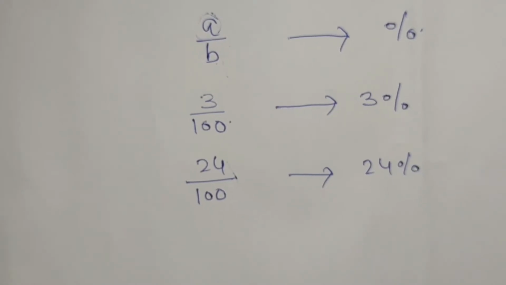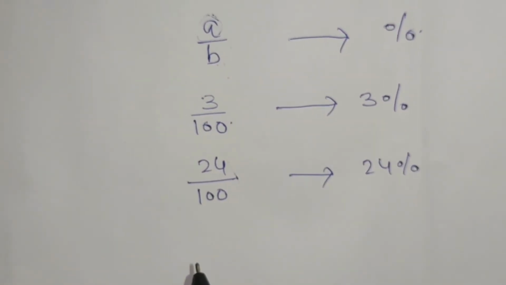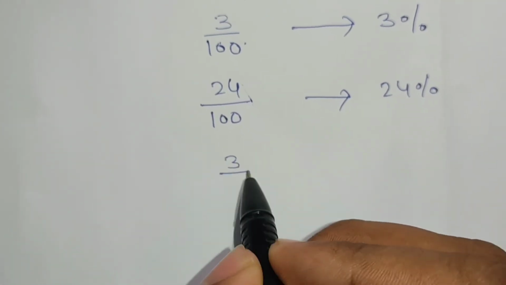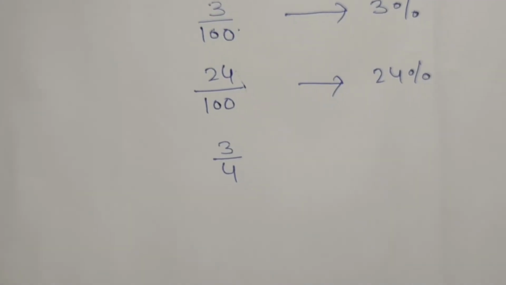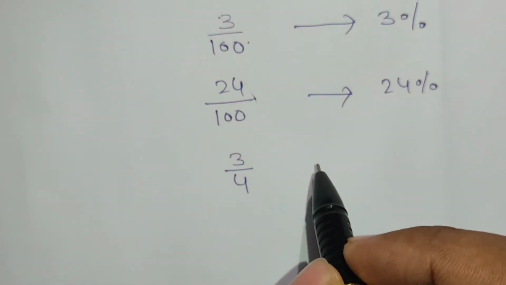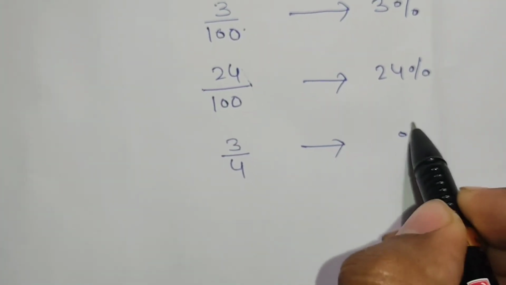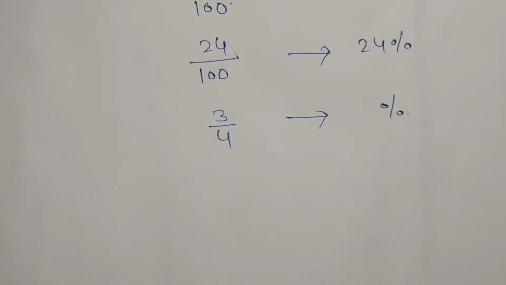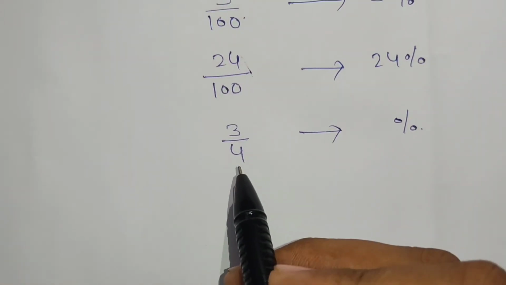Let's take one example for that. I will take 3 by 4. 3 by 4 is a fraction. We have to convert it into percentage. I will do one thing. The denominator is not 100.